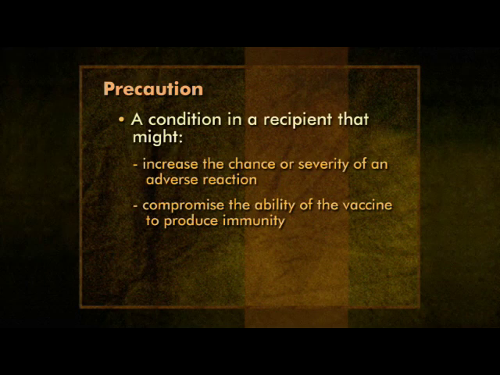A precaution is similar but not identical to a contraindication. A precaution is a condition in a recipient that might increase the chance or severity of an adverse reaction, or a condition that may compromise the ability of the vaccine to produce immunity. Injury from the vaccine could result, but the chance of this happening is less than with a contraindication. Generally, you will not give the vaccine if a precaution is present, but there may be situations when the benefit of the vaccine outweighs the risk of an adverse reaction, such as during an outbreak of the disease. In these situations, you may decide to give the vaccine.